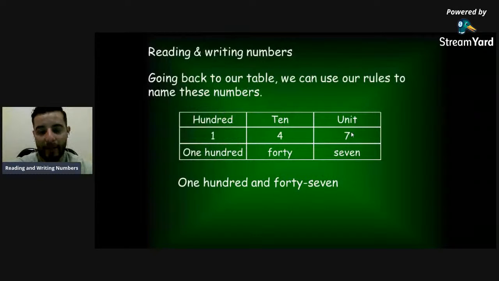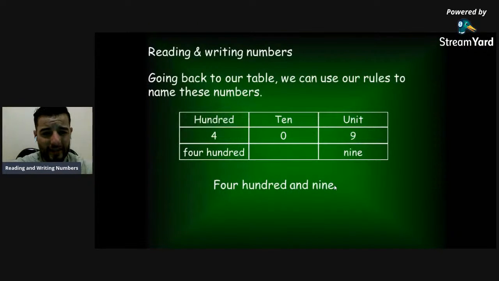Going back to our table, we can use our rules to name these numbers. Okay, so we have 7, 40, and 100. So it will be 147: one hundred forty hyphen, don't forget the hyphens, seven. In this case, the 0 turned into an "and". So it will be 409.